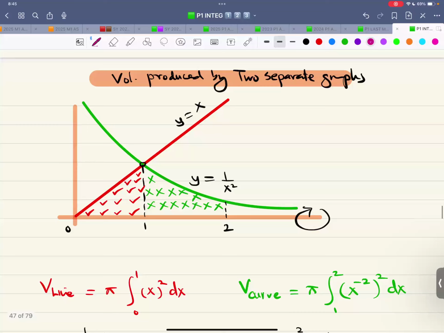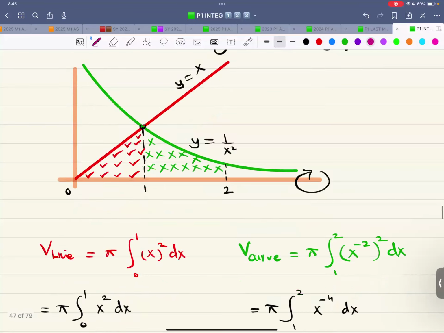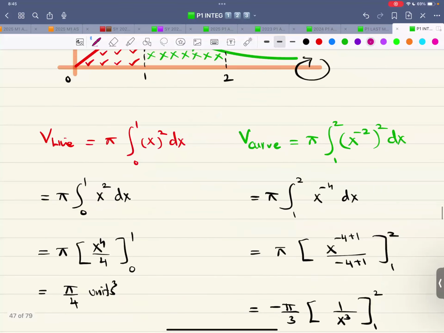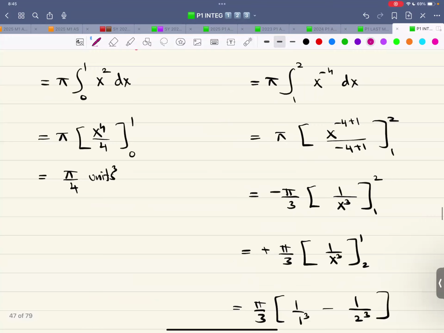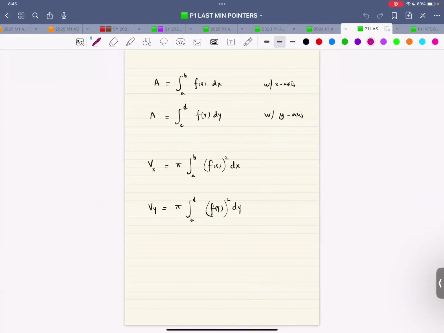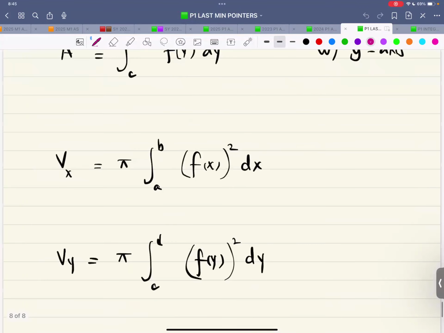Volume produced by two separate graphs. Find the volume of each separately. The areas were coming out to be the same. Now look over here. The volumes are coming out to be different. And what else? So basically, that's about it.